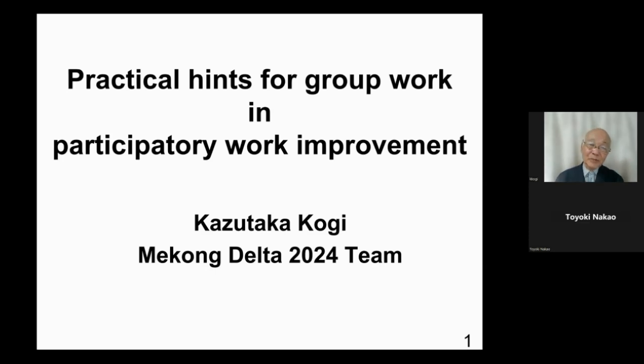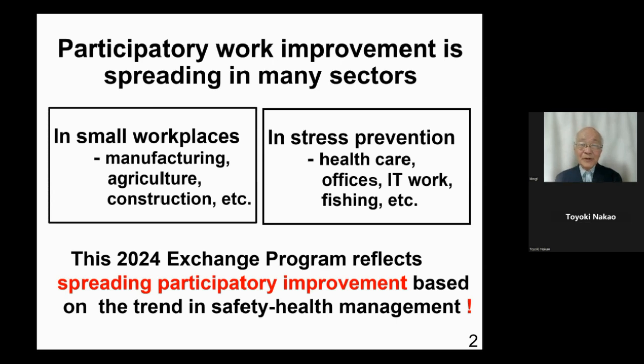I would like to talk about practical hints for group work in participatory work improvement activities. Participatory work improvement is spreading in many sectors, as we all know. Firstly, in small workplaces like in manufacturing, agriculture, construction, and so on. Also in stress prevention, in healthcare, in offices, IT work, fishing, and others.